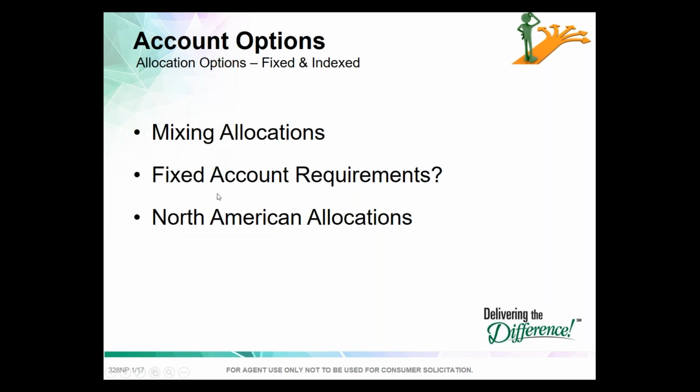Some companies will have a requirement that some money goes into the fixed account. North American does not have any fixed account requirement. You don't have to allocate any funds to the fixed account. It doesn't even have to go into the fixed account as a holding account or sit there until the next index sweep date. We don't have to have any funds allocated to the fixed account if you don't want to. And with North American, we have a number of different index allocations. You can allocate between different index selections and the fixed account in as minuscule as 1% increments.